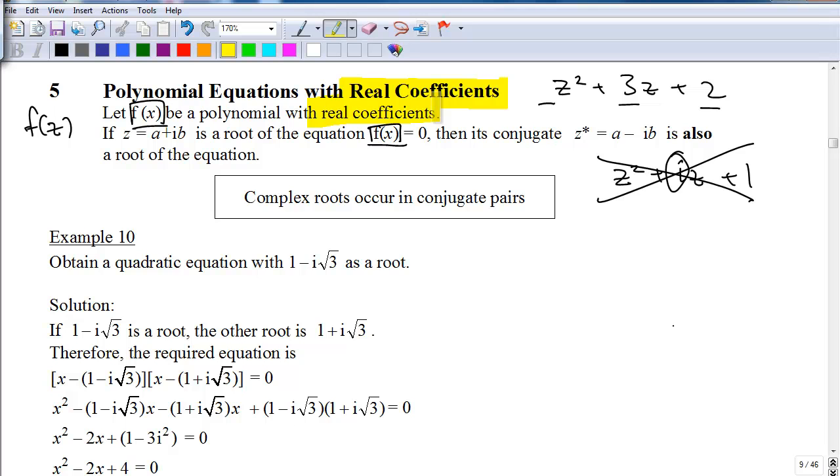Then a rule that you can apply straight away is this. If z is a root, and if z is equal to a plus ib, and is a root of the equation f(z) equals 0, then its complex conjugate is also going to be a root of the equation. Now what this means is complex roots will always occur in conjugate pairs.